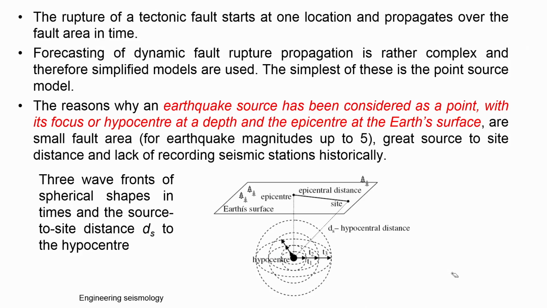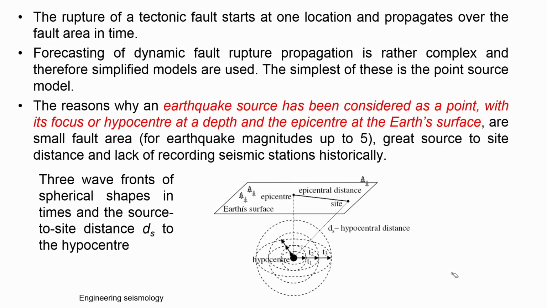The reason the earthquake source is considered a point, its focus or hypocenter at a depth, with the epicenter at the earth's surface, is that the fault area is small, the earthquake magnitude is up to 5, the source to site distance is great, and there is a lack of horizontally recording seismic stations. So with the larger distance and smaller rupture length, it can be called a point, particularly for magnitude up to 5.